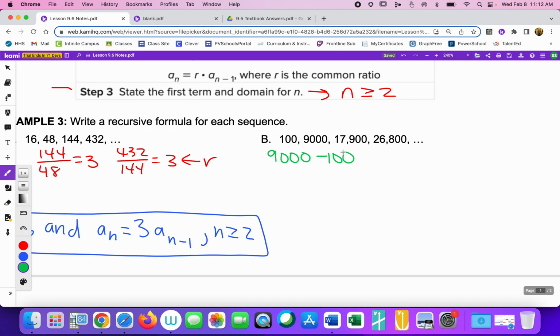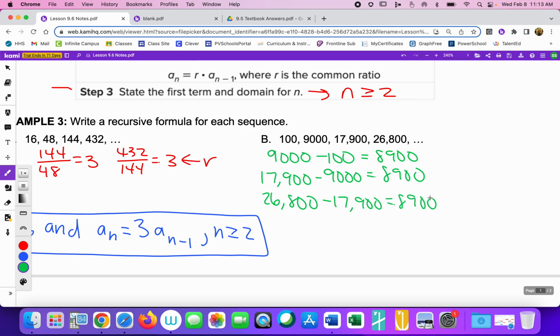Okay. So pick one of the two to test. What's 9,000 minus 100? 8,900. We have to make sure it matches. So what's 17,900 minus 9,000? 8,900. Okay. And 26,800 minus 17,900? 8,900.